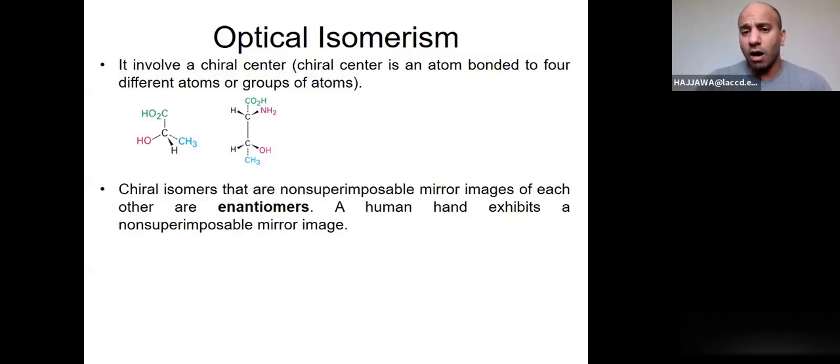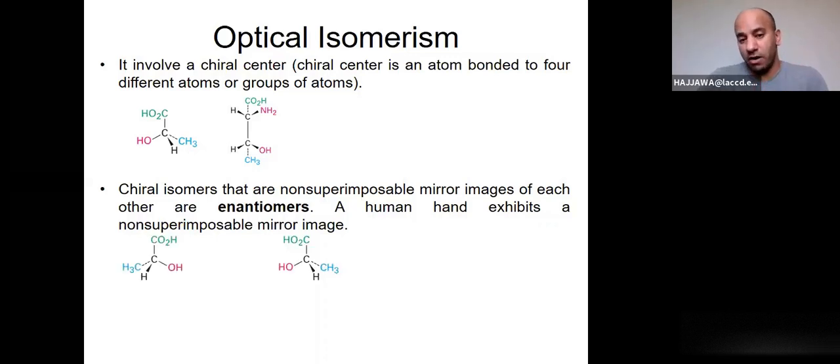Chiral isomers that are non-superimposable, and this is a term you're probably hearing for the first time. Non-superimposable mirror images of each other are usually enantiomers. Think of your two hands. Both hands, when you put them in front of each other, are technically mirror images of each other. And when I say non-superimposable, if you would put one hand on top of the other, you're going to find that the two thumbs are not the same. They are directing toward different sides. That's what we mean by non-superimposable.